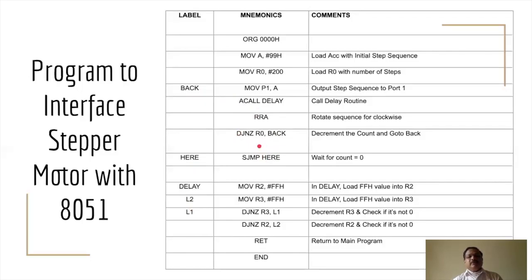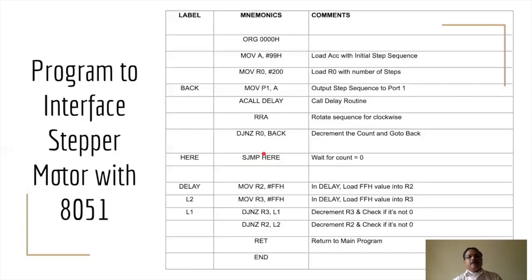Then when the count becomes 0, the motor will complete one rotation, and since a jump instruction is used, it will come out of the loop and jump to here. Now, DJNZ is a conditional jump instruction because a certain condition is tested there. However, SJMP is an unconditional jump instruction because no condition is tested, right?